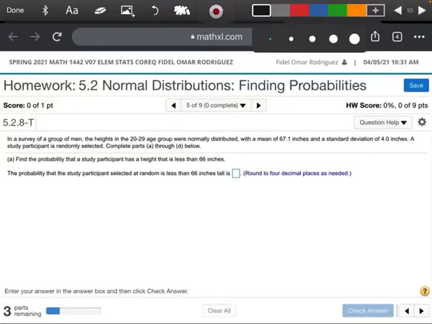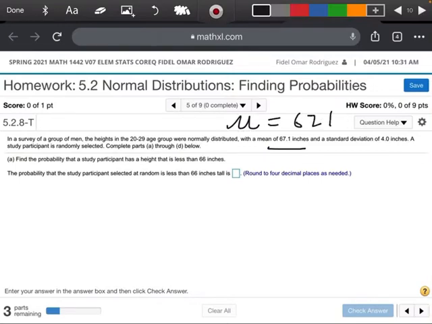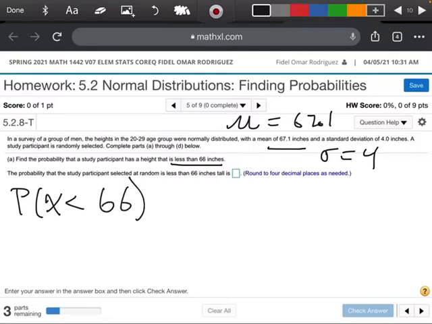Okay, so let's take a look here. I know my mean is 67.1, so I'm going to write that down, 67.1. And my standard deviation, sigma, is equal to 4. Part A says, find the probability that a participant has a height that is less than 66 inches. What it's asking is, what's the probability that X, the randomly chosen person, has a height that's less than 66?